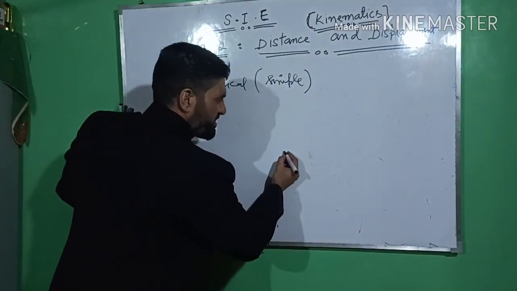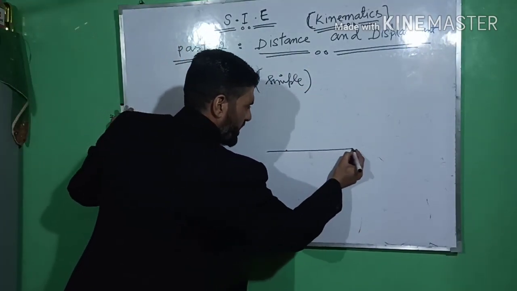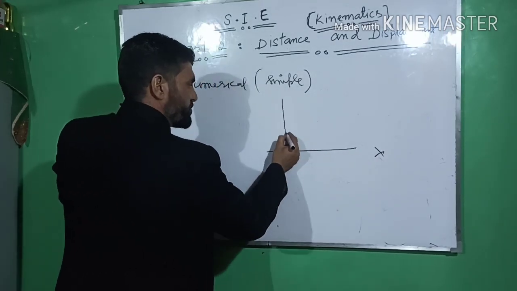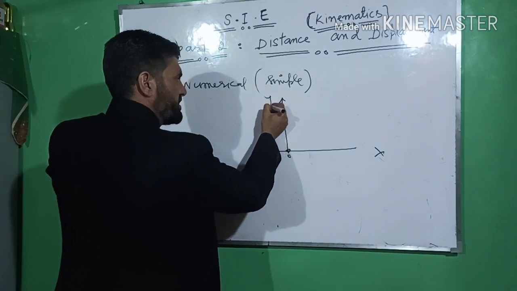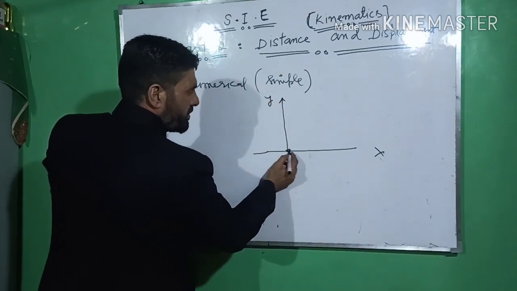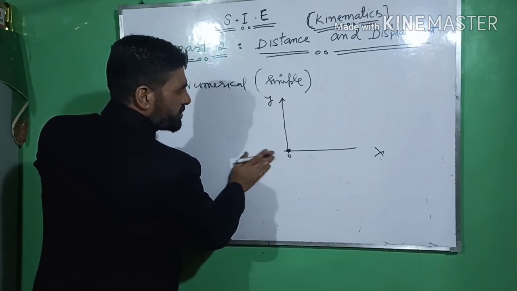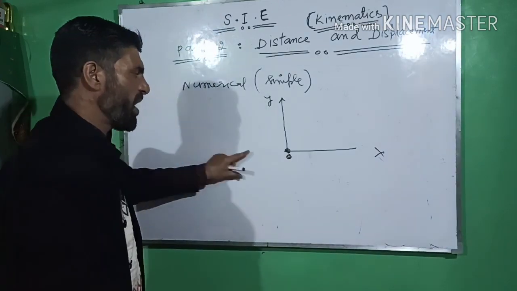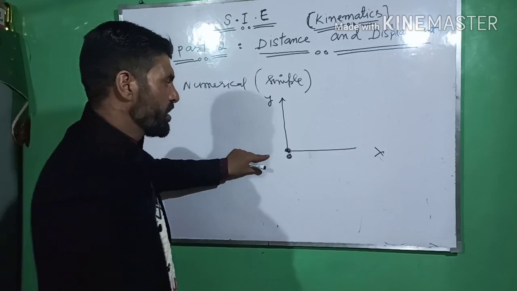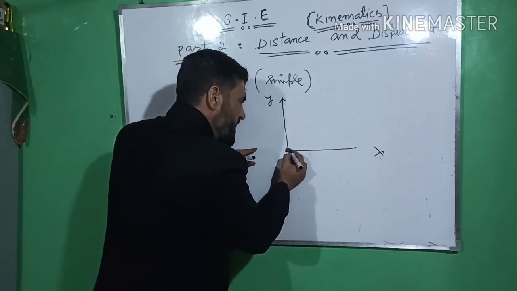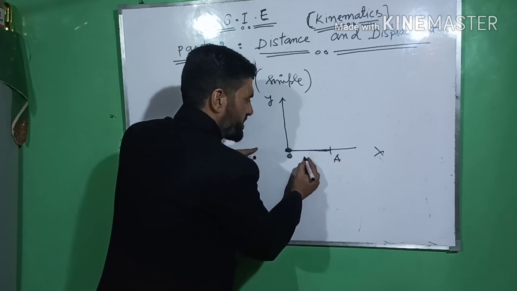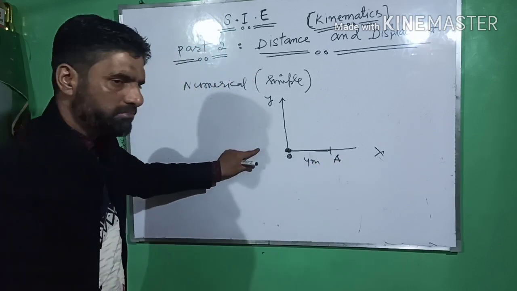Suppose, dear students, let us take this as a point O and this as x-axis, and this has to be y-axis. This is origin, and origin is that point where we take observations. Suppose a body starts from this point, and after a certain interval of time, it reaches to point A, covering a distance of 4 meters.